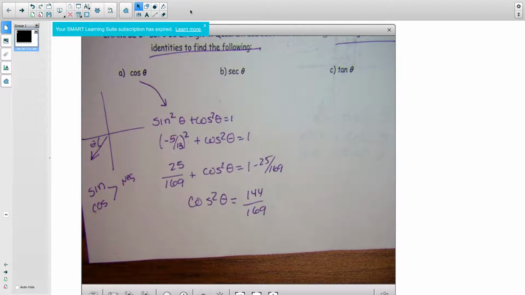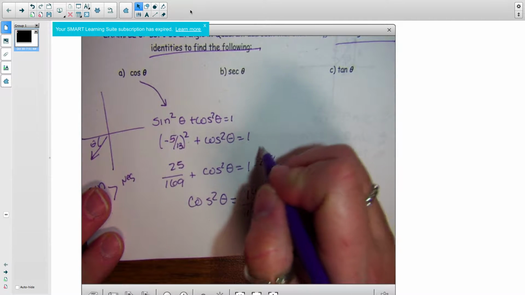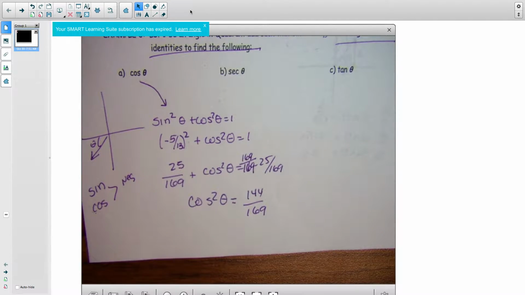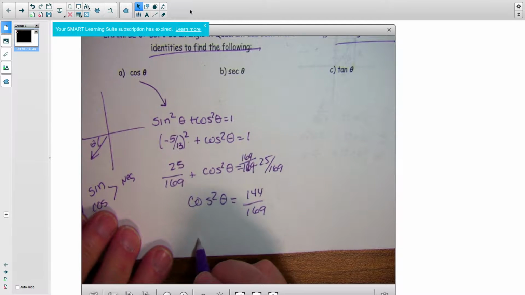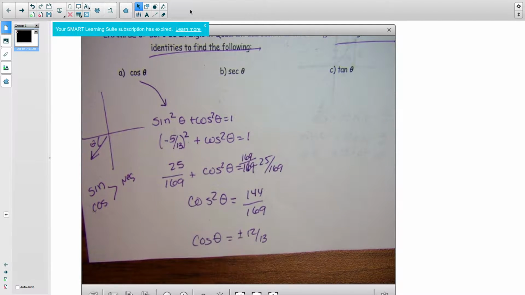How did I get 144 over 169? Common denominator, and if you're doing the common denominator of 1, it's just 169 over 169. So 169 minus 25 is 144, and when I square root it, we get plus or minus 12/13.